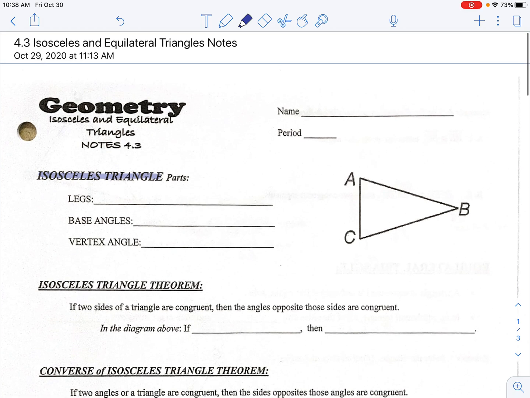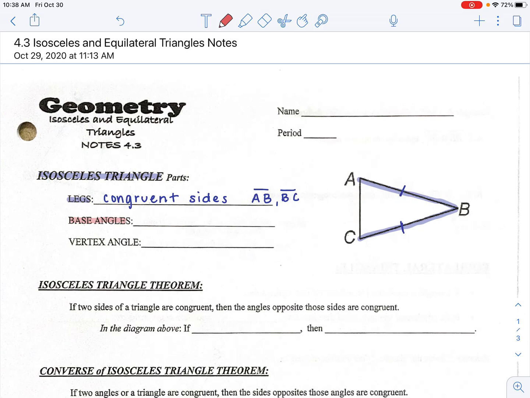So first up, we have an isosceles triangle. An isosceles triangle actually has different types of parts. The first part is the legs. The legs are the congruent sides. So in our picture over here, I would say our isosceles triangle has AB congruent to BC. We show congruence by making a little tick mark or multiple tick marks. So our legs are AB and BC.